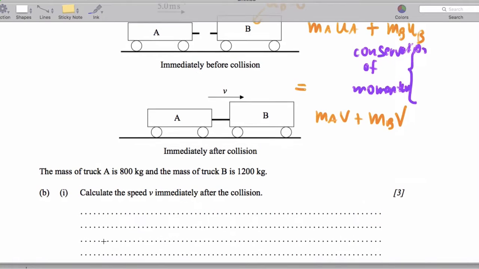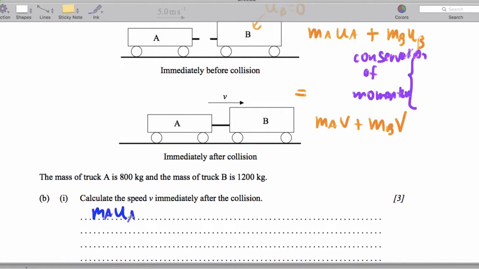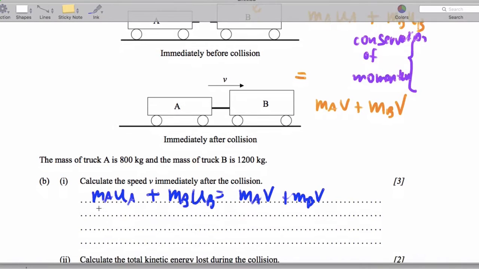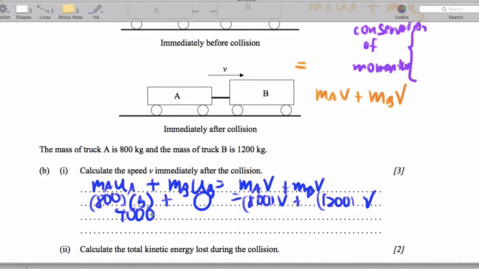Now let's go ahead and do a calculation. So we got MA UA plus MB UB equals MAV plus MBV. They're going at the same speed. All right, we're just going to throw in some numbers. 800 going at 5 plus, I'm going to keep this all at 0 because UB is 0, I'm just going to multiply it by 0. So I'm going to have 800 times V plus 1200 times V. So we get 4,000 equals 2,000 times V. So V ends up being 2 meters per second.